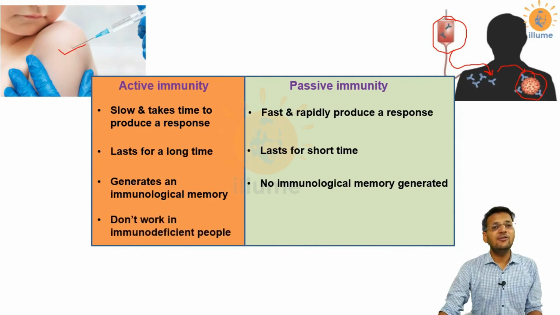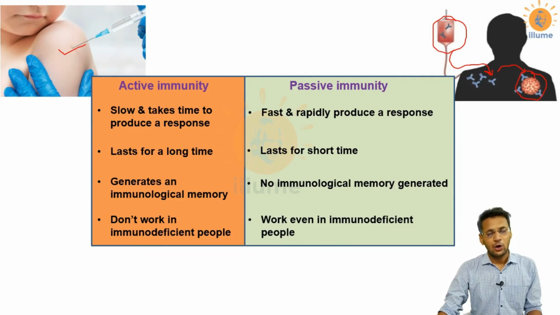And active immunity will not work in immunodeficient people. What are immunodeficient people? People in whom the immune system is not working properly. The best example is AIDS or HIV patients. As we know, the HIV virus acts directly against the immune system. So in such cases the immune system is not working properly, so active immunity won't work properly. But in such cases passive immunity has a very helpful role.